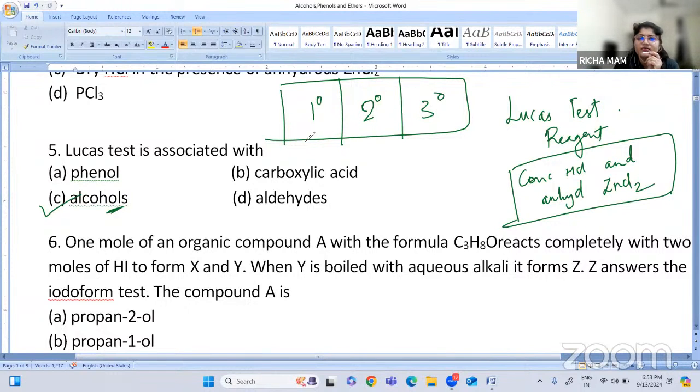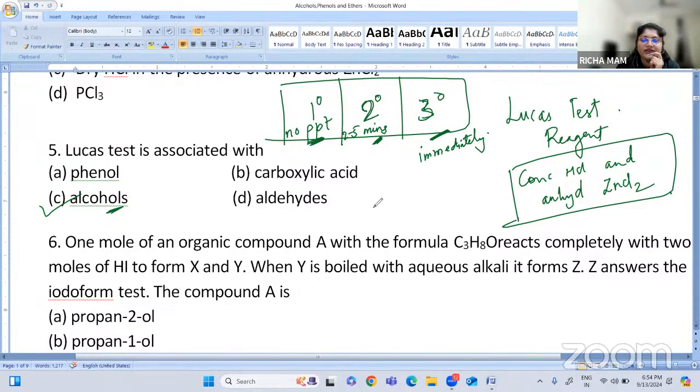In primary, we do not get the precipitate, right? And in secondary, what will happen? You get a precipitate, but after some time. And in tertiary, you get the precipitate immediately. So this is the distinguishing test. In primary, no precipitate. In secondary, you get a precipitate after maybe 2 to 5 minutes. And tertiary, you get it immediately. Okay, so this is the distinguishing test.